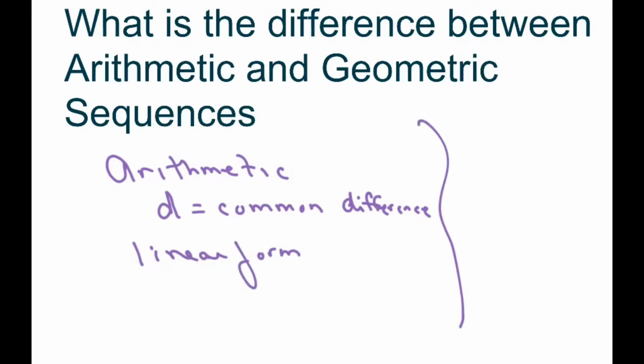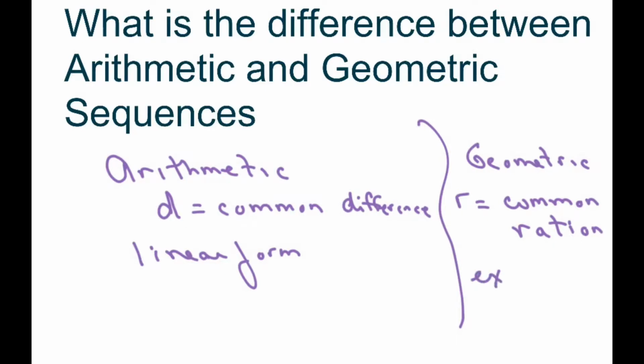For geometric, there's a common ratio. And they all look exponential, so they have an exponential form. And we're going to look at some examples, and I'm going to also show you where some students get confused with geometric when they're actually quadratic.